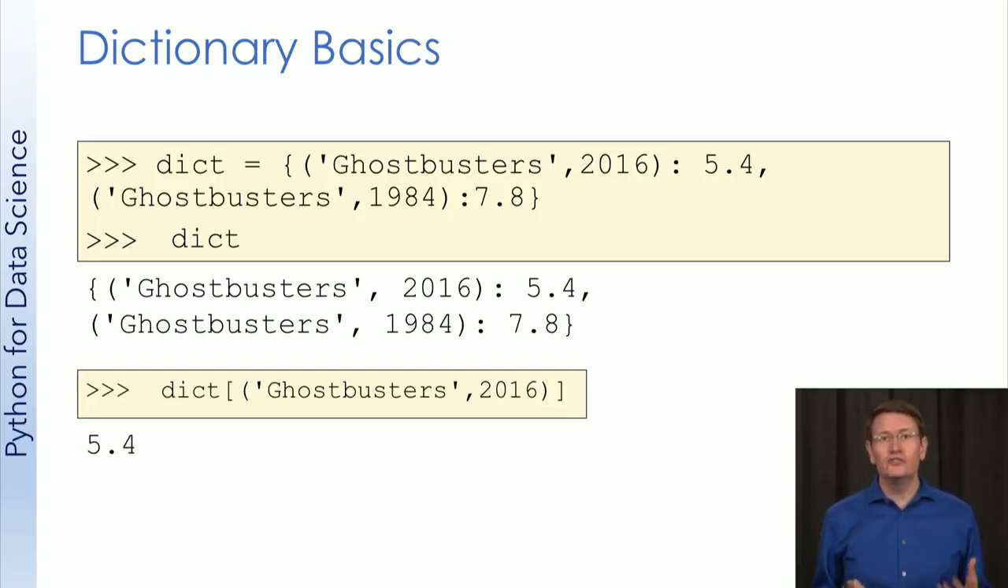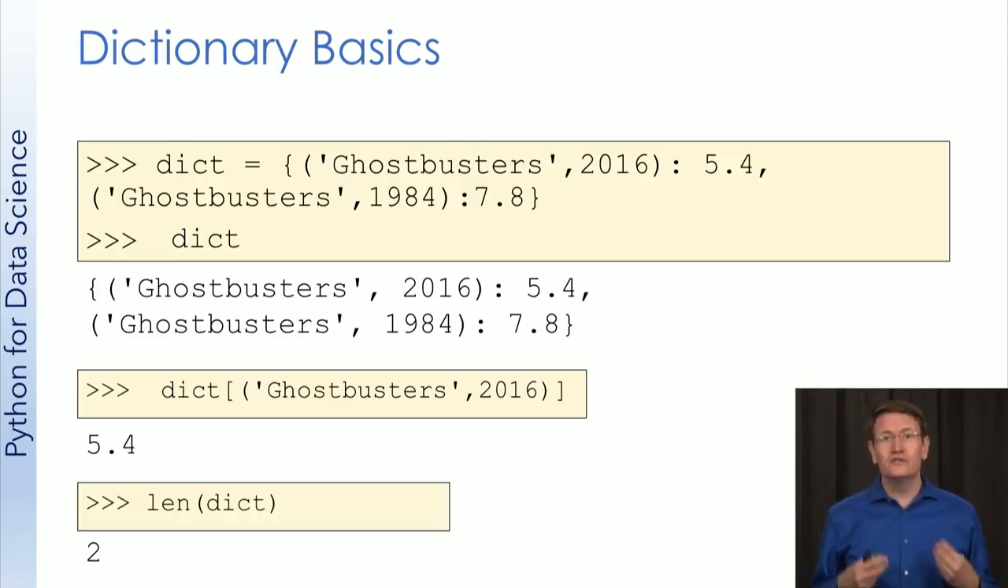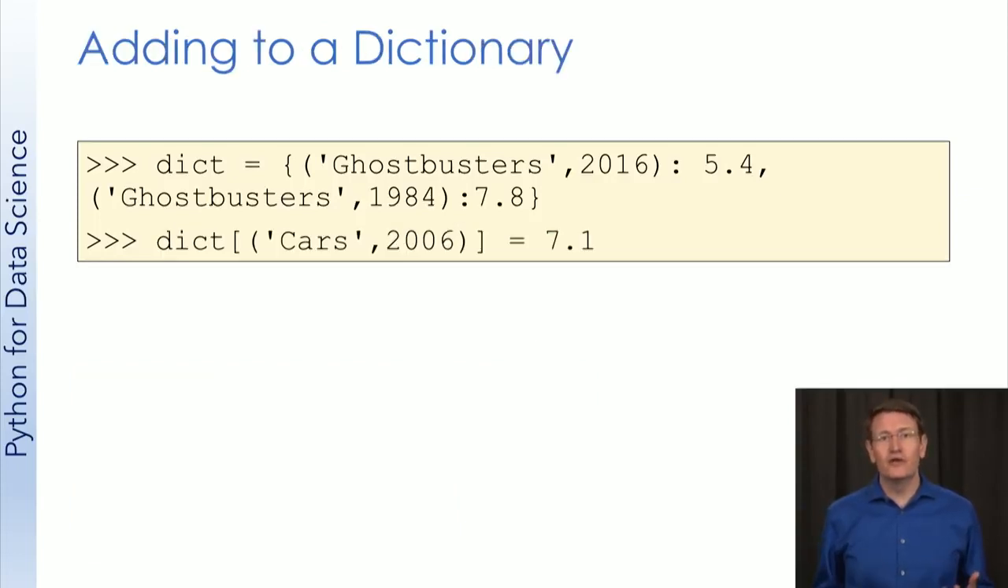Next, let's look up a value using a key. To do that, we just use the brackets and the key like an index for a list. Lastly, we can use length, or len, to check how many elements are in the dictionary. To add to the dictionary, we can just use a new key as an index and then assign it a value. So it's actually pretty easy to add to the dictionary. If Cars 2006 were already a key in the dictionary, you just reassign it. No errors are thrown.